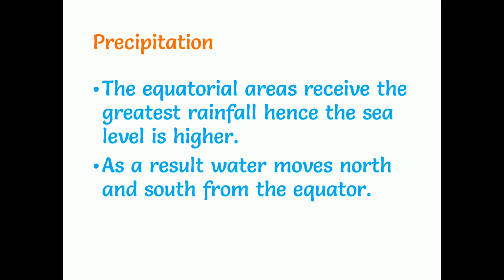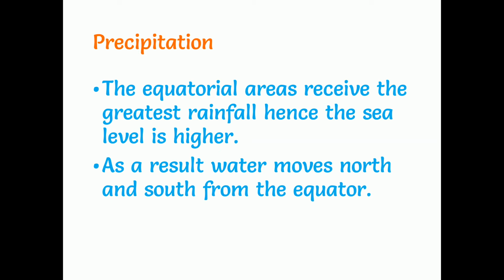And next one is precipitation. We all know, what is the other name for precipitation? Rainfall. The equatorial areas receive the greatest rainfall, hence the sea level is higher. We all know that because of more rainfall, the sea level will be higher in the equatorial regions. As a result, water moves north and south from the equator.